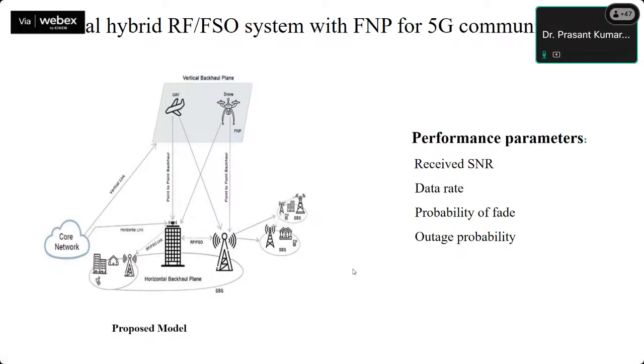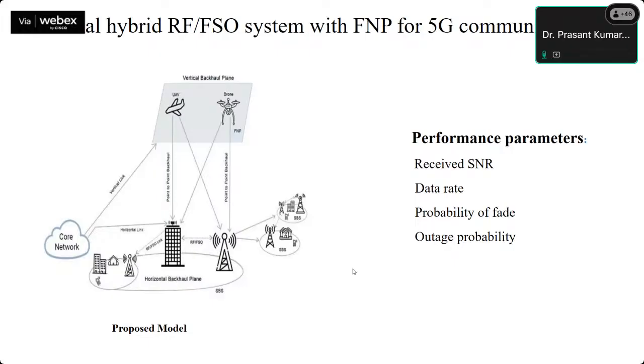So here you can see the model that is best suited for next generation communications, whereby we thought of converging a hybrid RF FSO link with the backhaul as well as with the core network, and we have proposed here the flying network platforms. This flying network platform may be a UAV or a drone, and we have the existing terrestrial towers. That's why I say it's a combination of RF FSO as well as the backhaul networks, which is mostly the fiber. And we use this flying network platform.